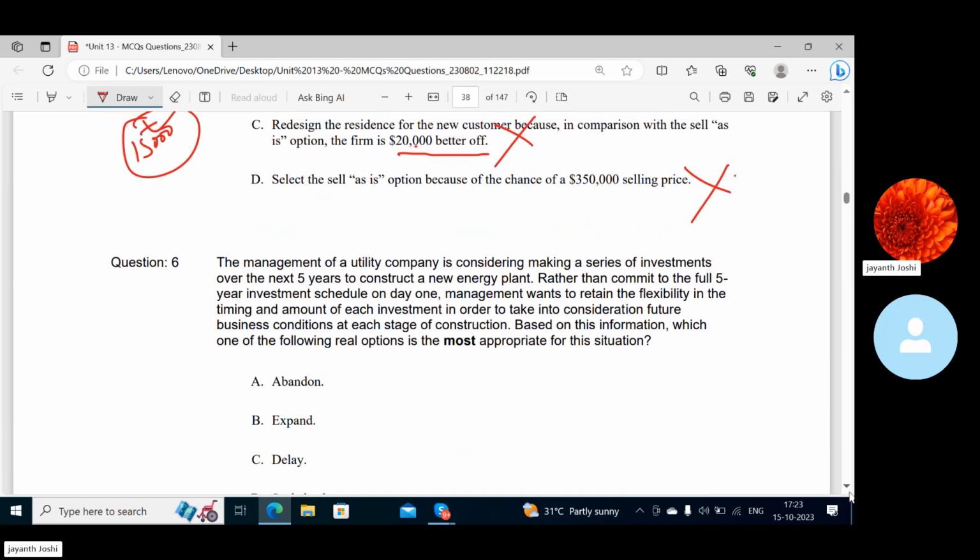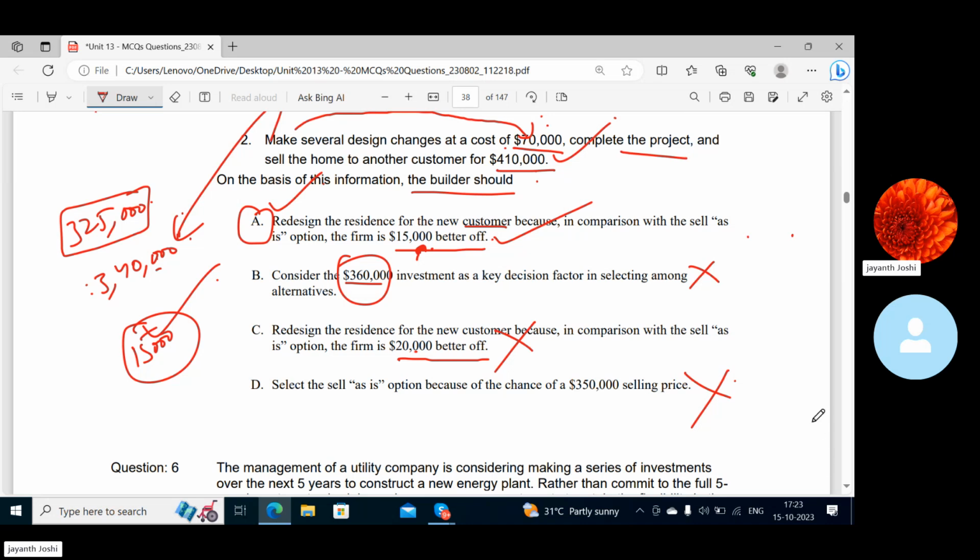And the selling price, actually, if the redesign is better, right? We have already proved it.